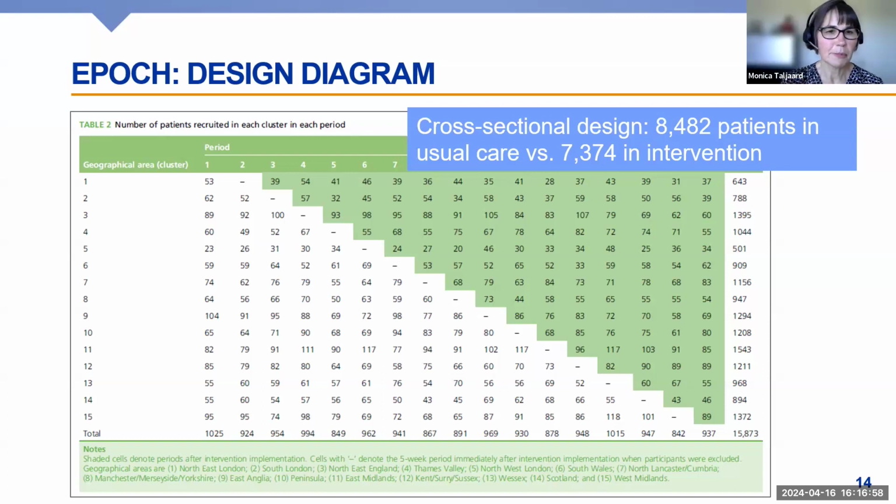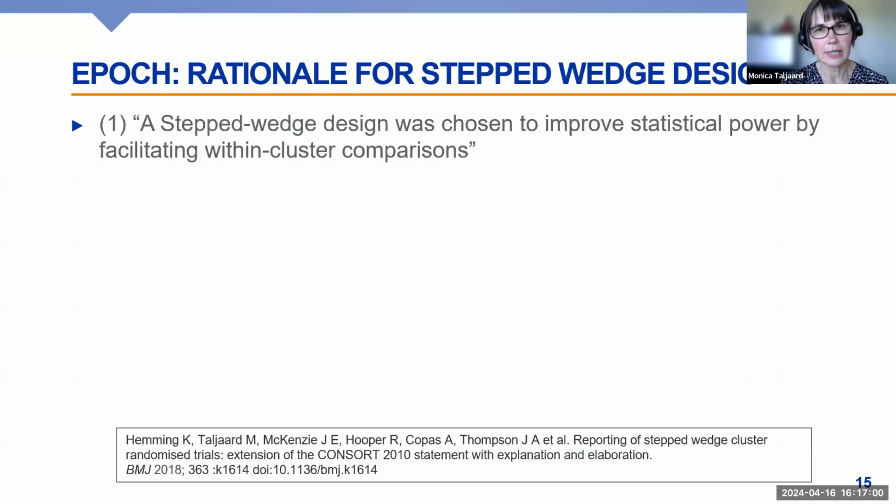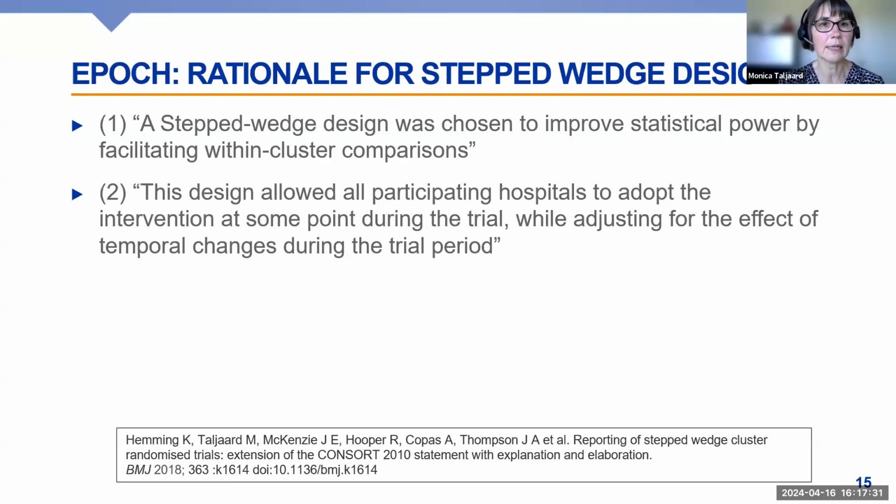And so only half of the patients are actually exposed to the intervention here. Now, according to the CONSORT extension for stepped wedge trials, it's very important that we have a clear rationale for the choice of this design. In the case of the EPOC trial, their rationale was, number one, we chose this design because we wanted to improve statistical power. And that is a valid rationale. It is true that with a stepped wedge, we can often have greater statistical power for the same number of clusters. I will get back to that point a little bit later.